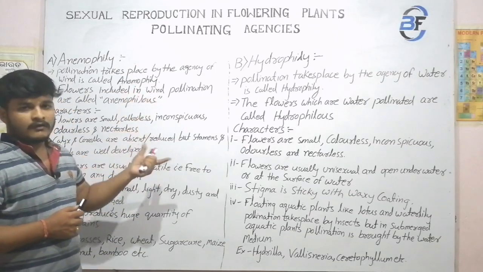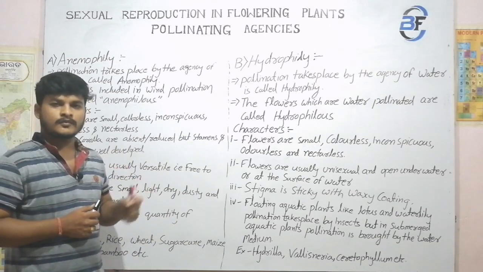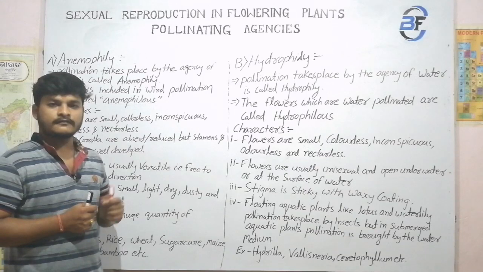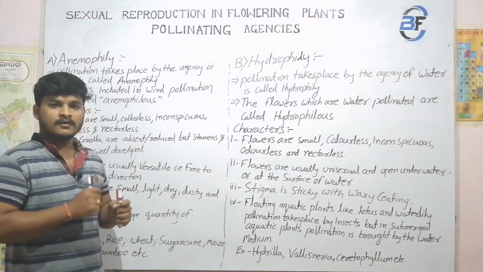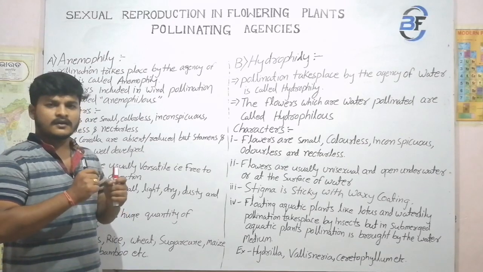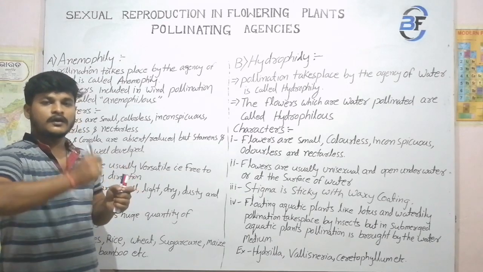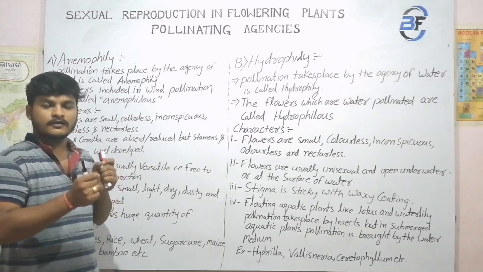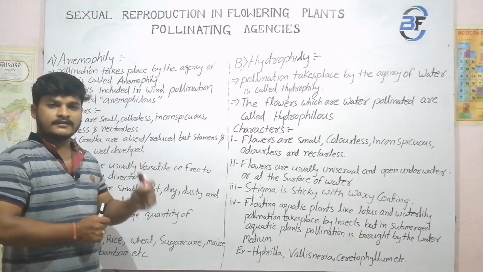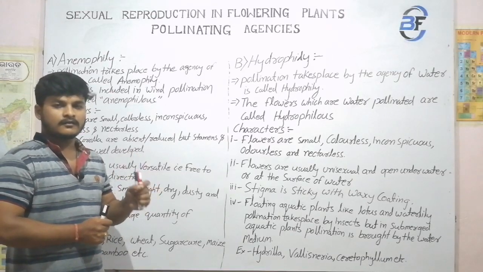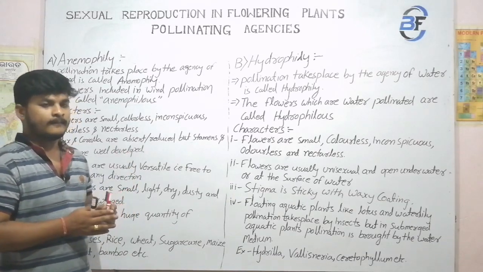In our previous classes we already studied cross pollination. I told you that the transfer of pollen grains from one flower's anther to another flower's stigma is known as cross pollination. The transfer takes place by a certain type of agency or vector. So today we are going to study those vectors and agencies.